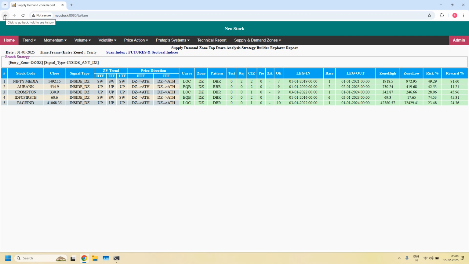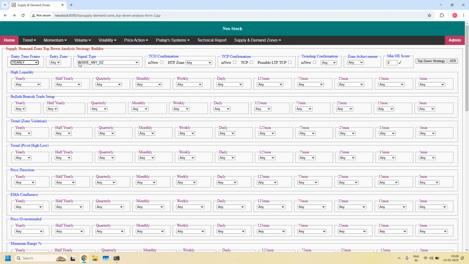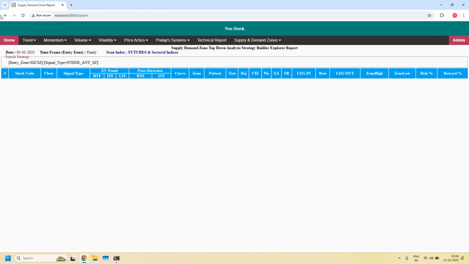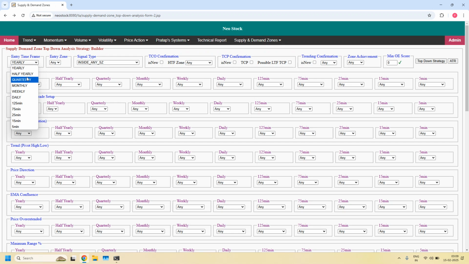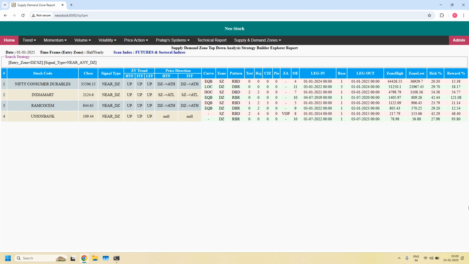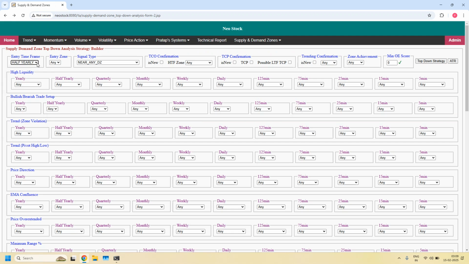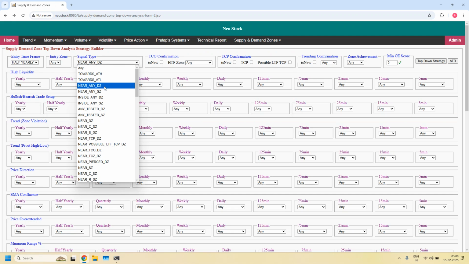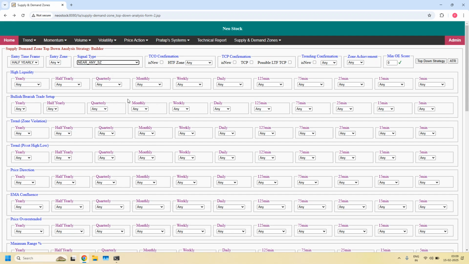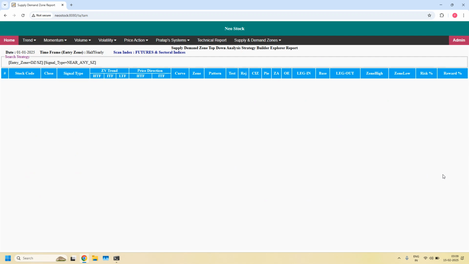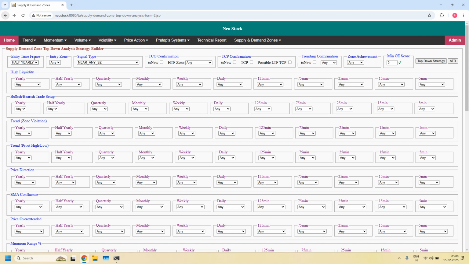Okay, next, yearly time frame, price closed inside the yearly supply zone. We don't have any stocks. So next time frame is half yearly, stocks near half yearly demand zone. We got 4 stocks. Okay, next, half yearly time frame, stocks near half yearly supply zone. We don't have any stocks.